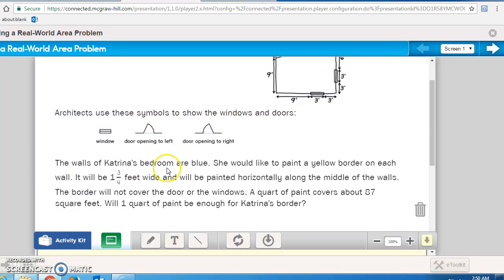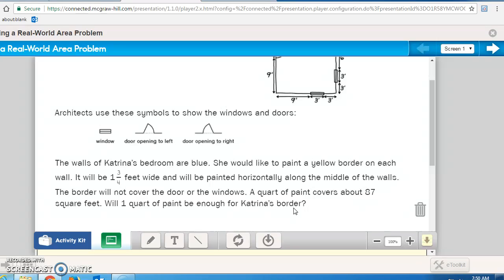So the walls of Katrina's bedroom are blue. She would like to paint a yellow border on each wall. It will be 1 3/4 feet wide and will be painted horizontally along the middle of the walls. The border will not cover the door or the windows. A quart of paint covers about 87 square feet. Will 1 quart of paint be enough for Katrina's border?